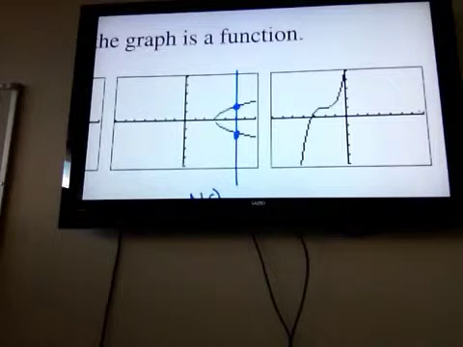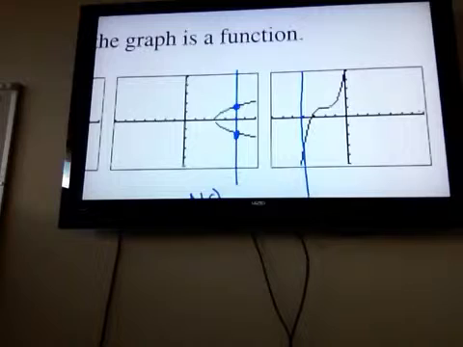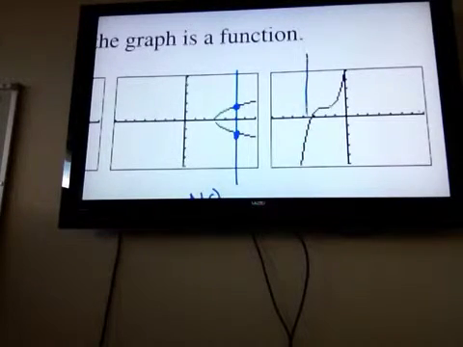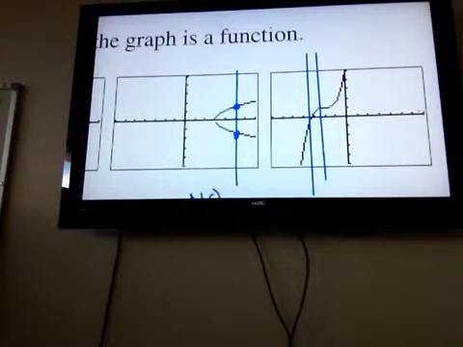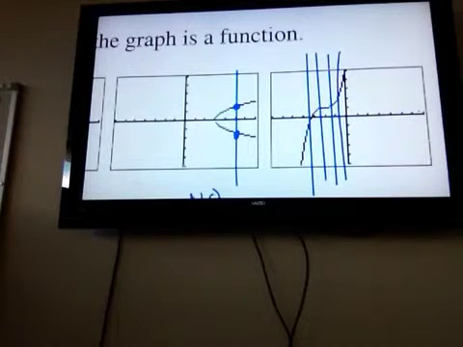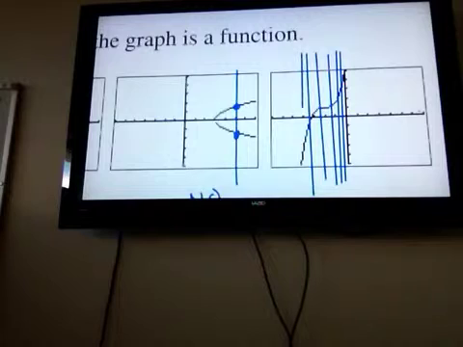So when I draw a vertical line here, that's 1 point. Sorry, that's not a very good vertical line. I'll do it again. Vertical line, 1 point, 1 point. They're still not looking very vertical. I'm going crooked. 1 point, 1 point, 1 point. Any line that I draw is only going to hit 1 point. That makes it a function.